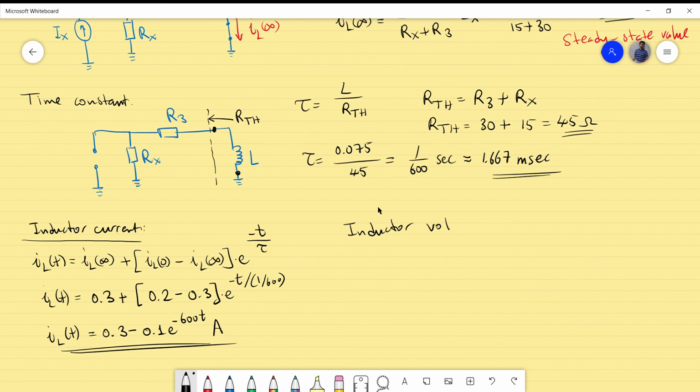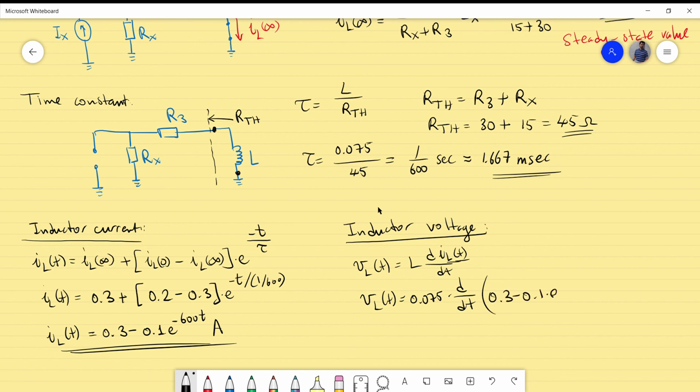So what is actually the inductor voltage? That's very easy, because once you know the inductor current, you can calculate the inductor voltage using this formula. We have seen this several times in the previous examples. L is given, we already have the expression for IL, and we can differentiate that, and we have the value for the voltage across the inductor as a function of time. So this is 0.075 times the derivative of the expression 0.3 minus 0.1 times e to the power minus 600t.